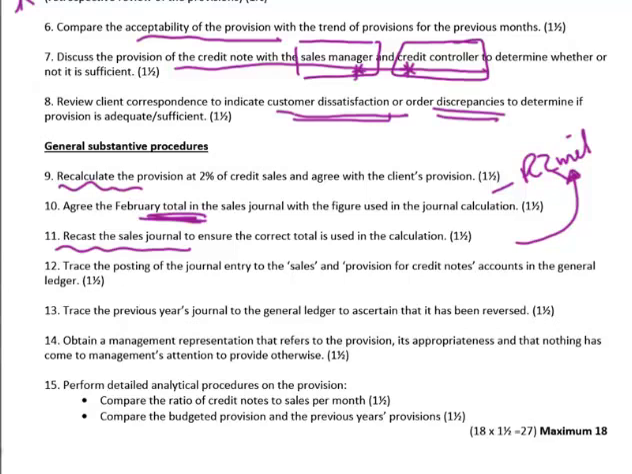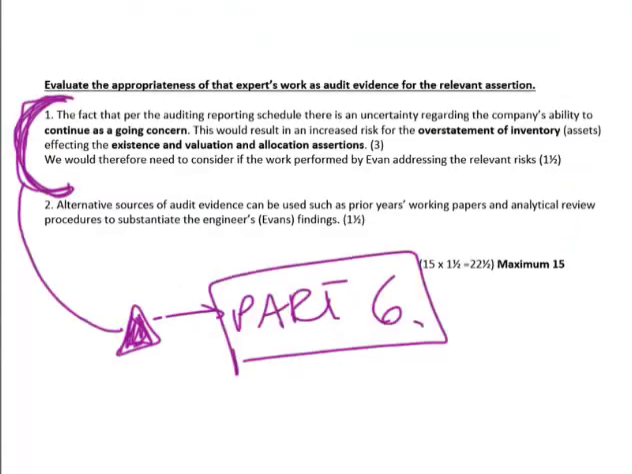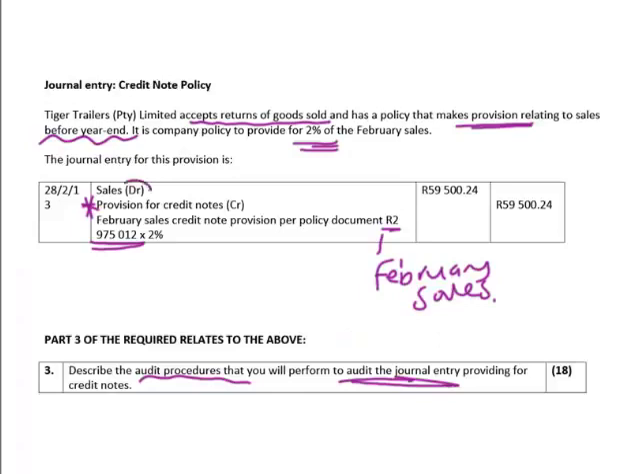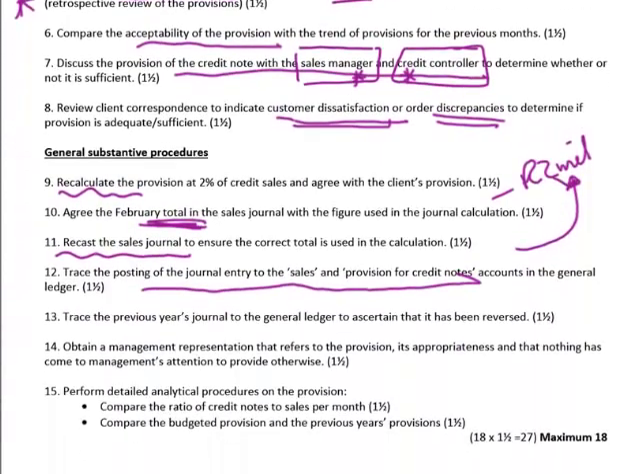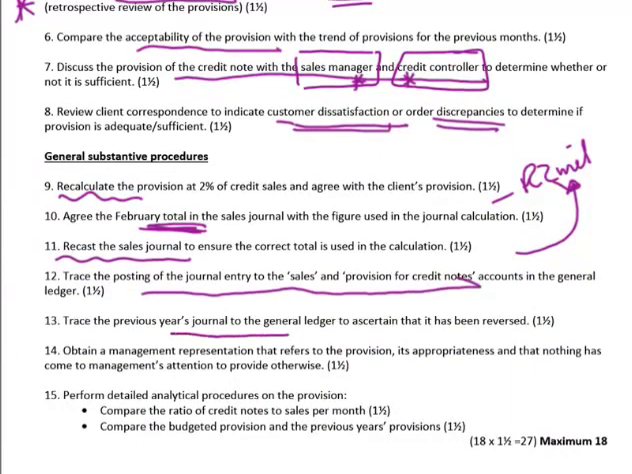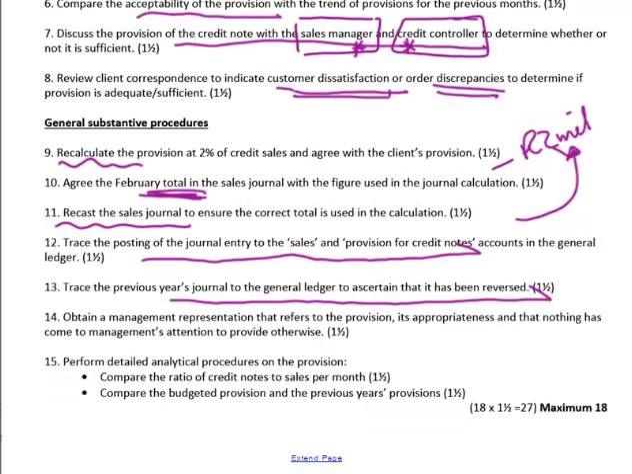Okay, we can trace the posting of the journal entry to the sales and provision for credit note accounts. So that was the actual journal entry up here, debit sales, credit provision for credit notes. We can go back and trace through: is this amount sitting in the sales journal? Is this amount sitting in the provision for credit notes? We can also trace the previous year's journal to the general ledger to ascertain that it has been reversed. Remember, whenever we have a provision, we need to reverse that provision when we put through the actuals. So has that provision actually been reversed, or do they just keep providing year on year or month on month without ever reversing it? We need to reverse that.